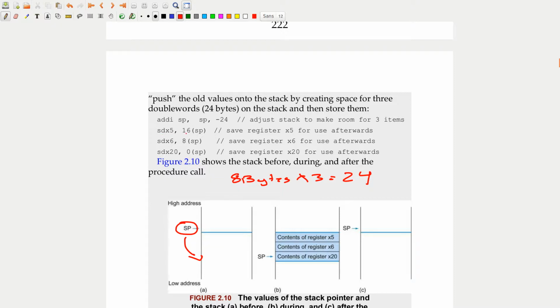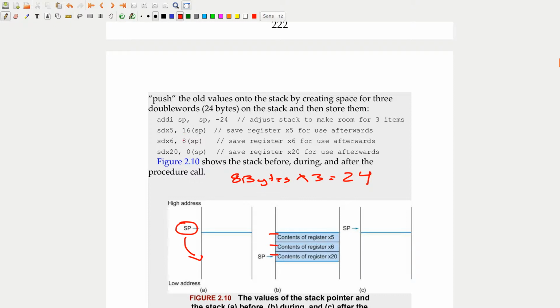So we're going to be storing x5 at the top. Then we're going to be storing x6 here at an offset of 8, and we're going to be storing x20 at an offset of 0.